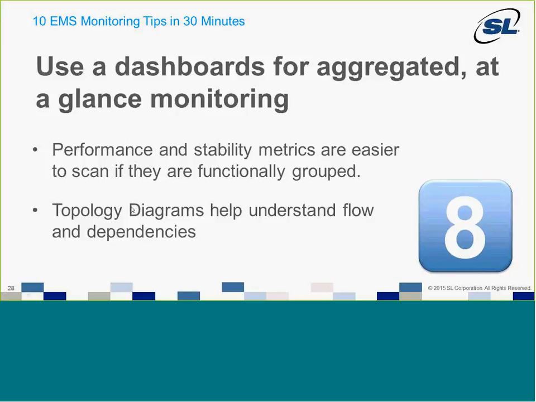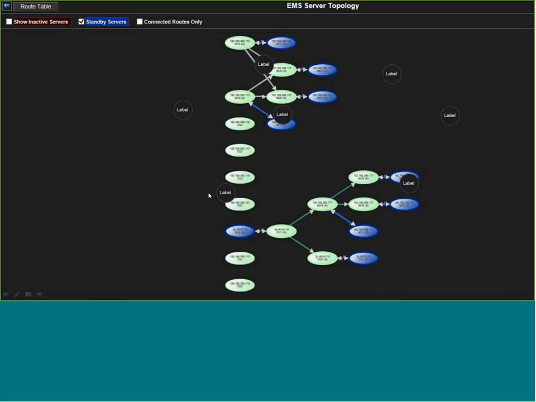It should be able to group those by function or maybe by region. Make it a lot easier to understand. We also have topology diagrams. Not just you understanding the environment and the dependencies between these servers, but it's so very easy for you to pass this information to external support groups so they in turn can understand what's going on.